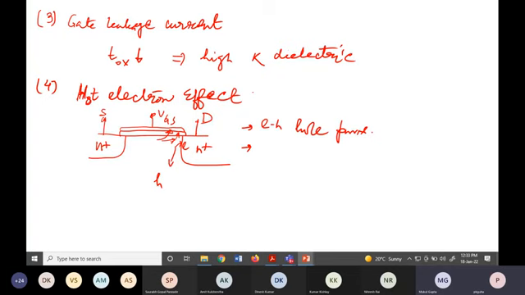So one of the ways to solve this issue, particularly the first part, is if we can create a lightly doped region near the drain. Okay, so one of the solutions is lightly doped drain, often known as LDD, lightly doped drain or lowly doped drain.